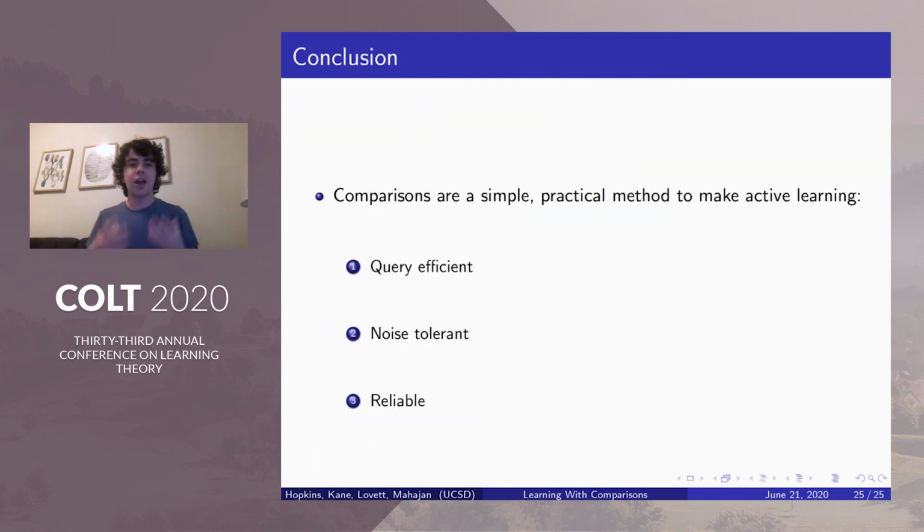Okay, so that was a lot of technical information very quickly. What's the main takeaway? Well, you should see that comparison queries are a simple, practical method to make active learning query efficient, noise tolerant, reliable, and in places computationally efficient where otherwise it couldn't be.